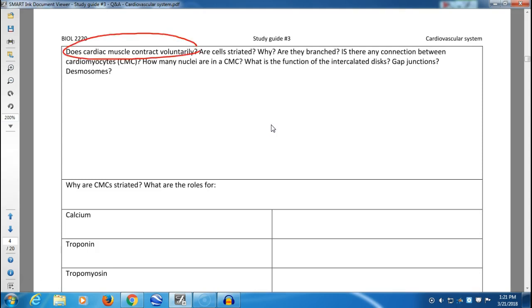Cardiac muscle contracts involuntarily. Cells are striated because they have sarcomeres. Cardiomyocytes are branched. Are they connected by gap junctions? Yes, they are. How many nuclei are in the cardiomyocytes, CMC? Usually one, sometimes two. The intercalated discs contain two things: gap junctions and desmosomes. Gap junctions provide communication. Desmosomes hold cells together. We good?